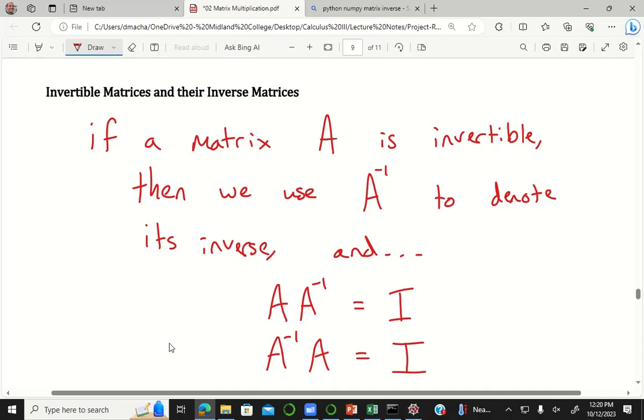So if I take the matrix A times its inverse, it will give me the identity function. If I take the inverse of the matrix A times the matrix A, it will also give me the identity function.